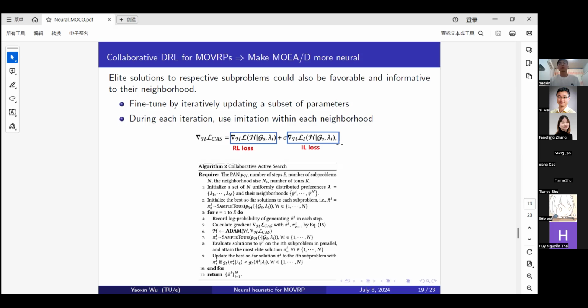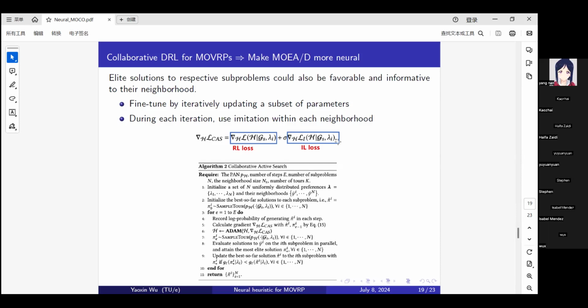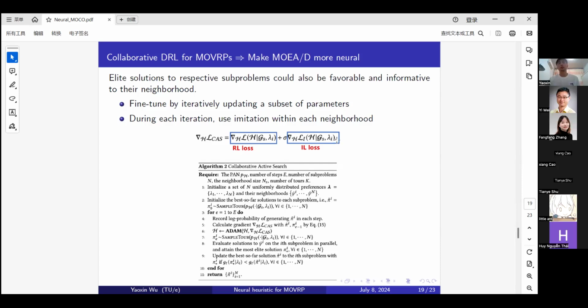And then we use this better solution as a label to train our neural network. So it is called imitation learning, but basically it is just supervised learning. We find the best solution in a neighborhood for each subproblem, and then we update the neural network with this best solution for the single objective problems. And finally, we use this joint optimization with both reinforcement learning loss and imitation learning loss.